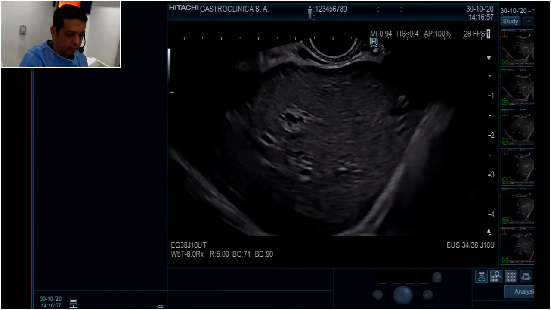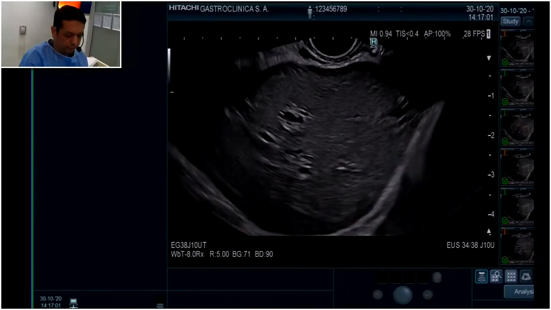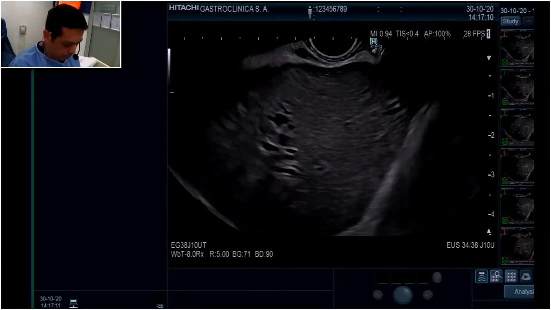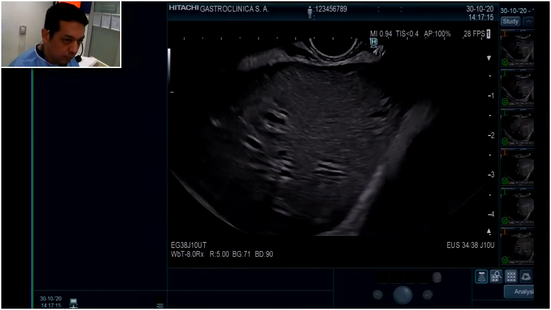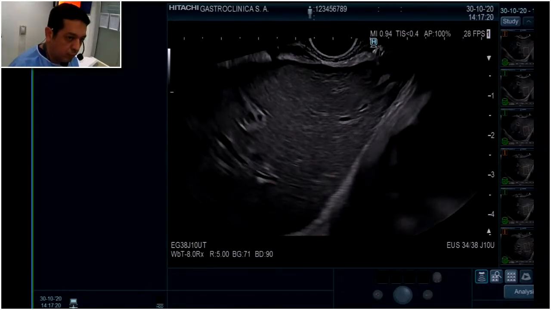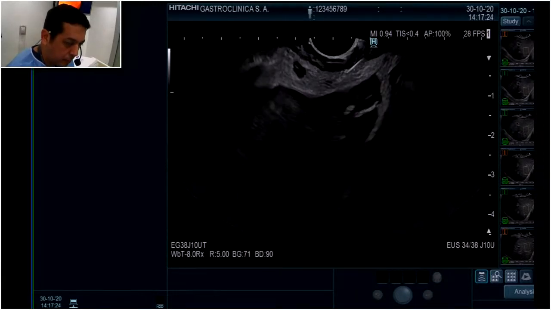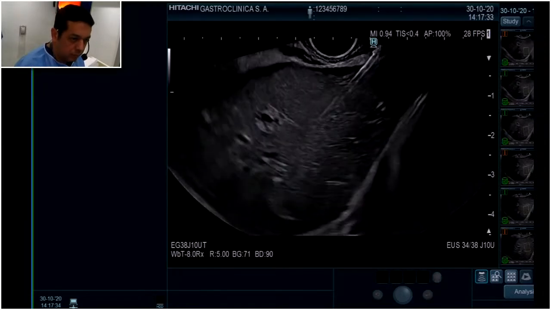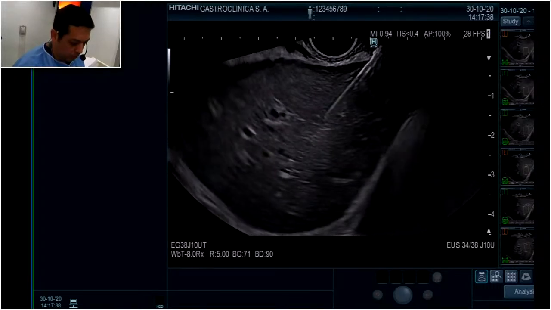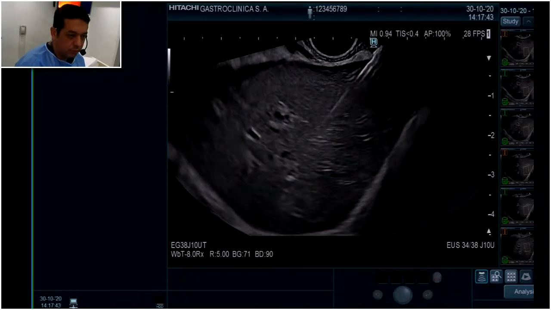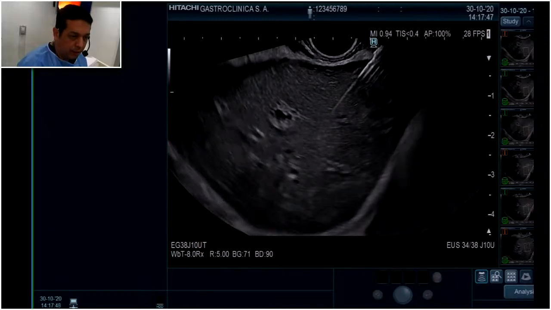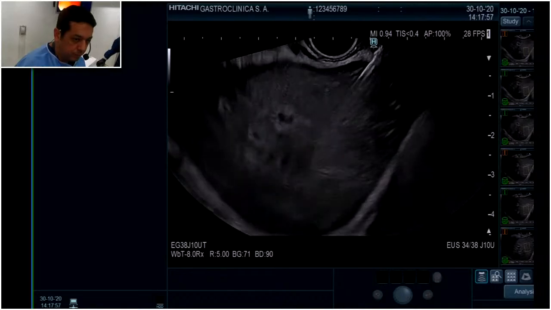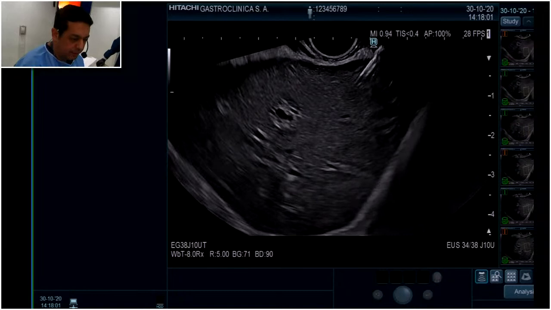Necesito retirar el estilete. Retíralo todo. We don't need this. Hard tissue, huh? So now without aspiration I will do my biopsy now. I'm trying to see very well my needle. You see the needle there. And I'm trying to reach the area that I already selected. Dame un segundo.